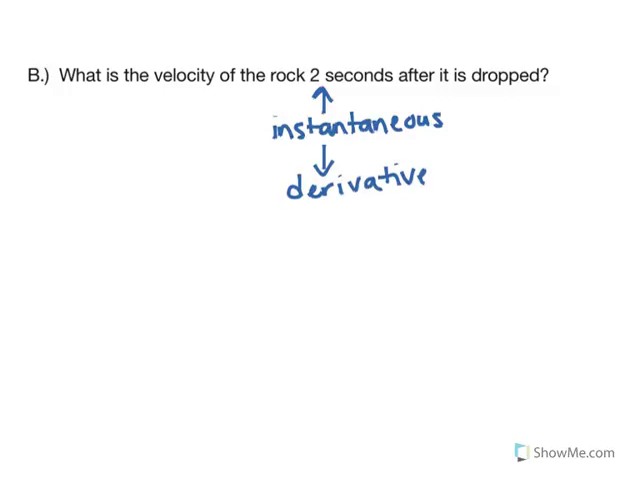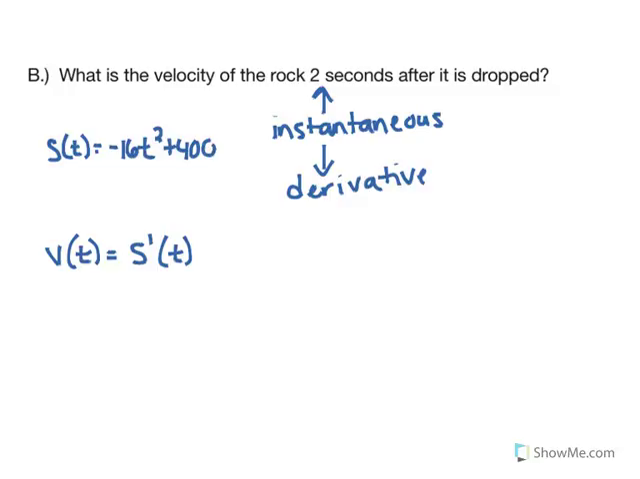So there's a rule that says the velocity function is equal to the derivative of the position function. All right, again, our position function for this problem was negative 16t squared plus 400. I want the derivative of that, so I do it using the power rule. That'll be negative 16 times the derivative of t squared, which is 2t to the first, plus the derivative of 400, which is 0. So our velocity function, which is the derivative of our position function, is really just negative 32t.